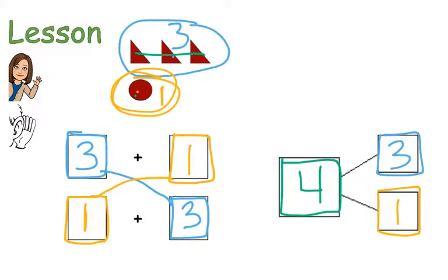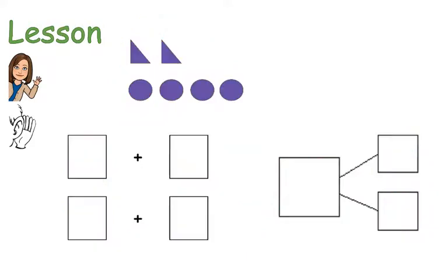So let's check our work here. We have 3 and 1. Does that equal 4? It sure does. Now let's check this side. 1 and 3. Does that equal 4? It does. All right, let's try another example.